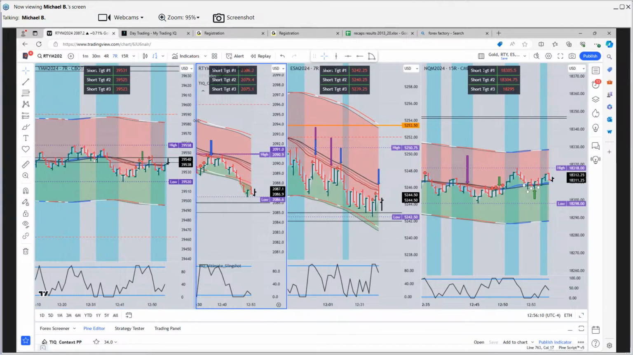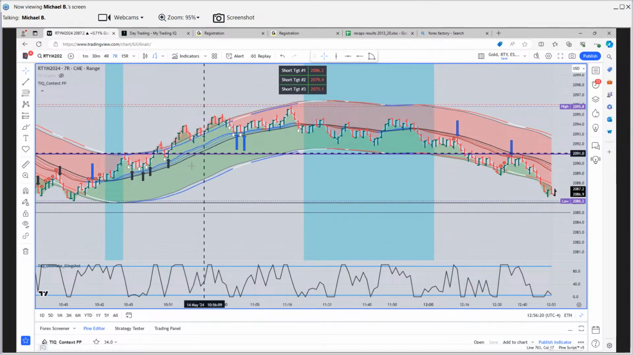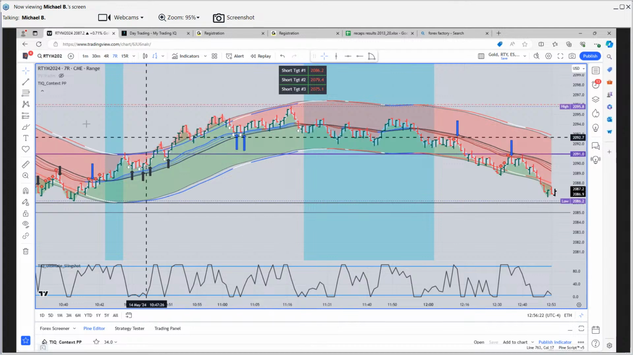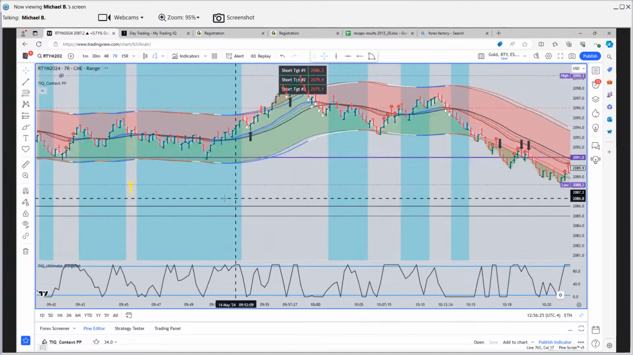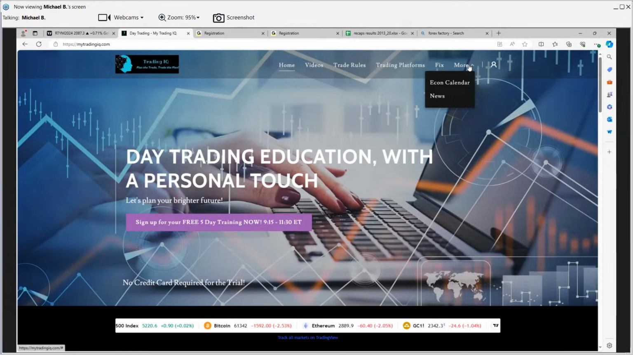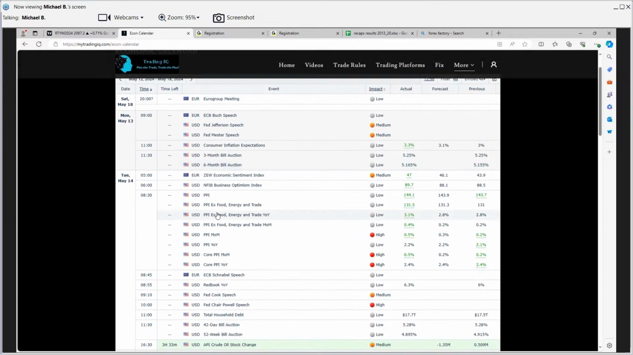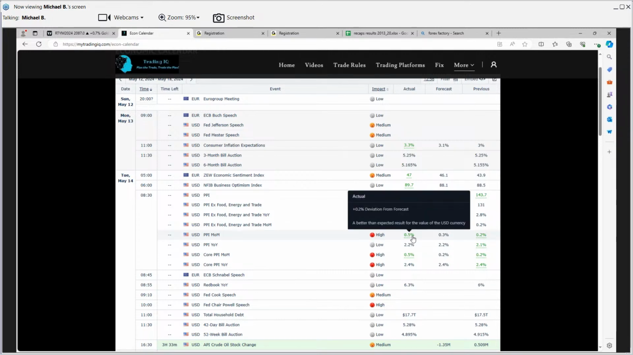All the numbers were a huge miss, and they're saying they're all green because the producer price index, what it costs for manufacturers to produce goods, is way higher than what they thought it was going to be, and they're saying that's good. Let's go look at that. Let me just show you right here. If you go to more, go to economic calendar, and here Tuesday PPI, USD PPI. Let's do the month over month right here. The high impact one, month over month. They're expecting 0.3 and they got 0.5, so way higher.